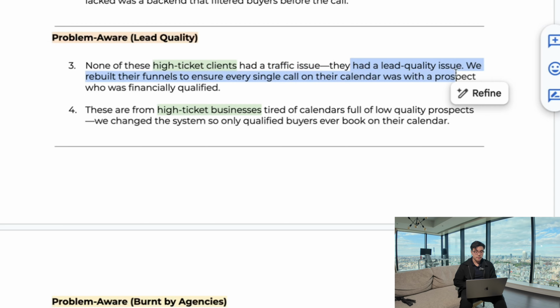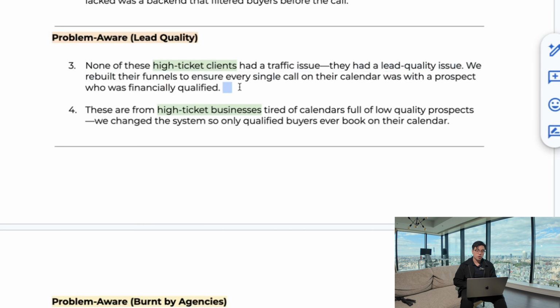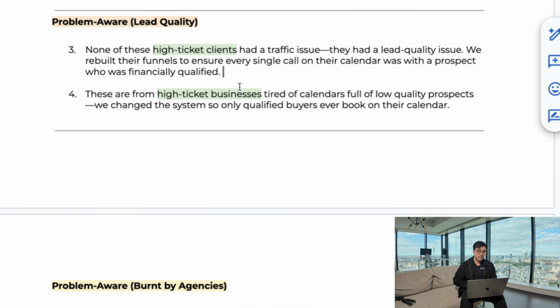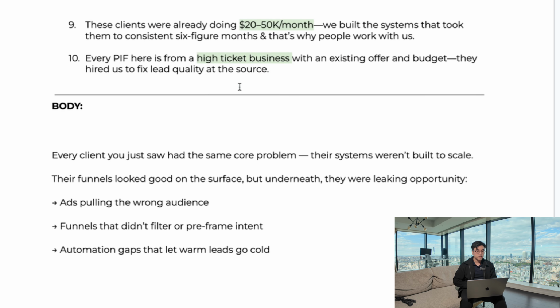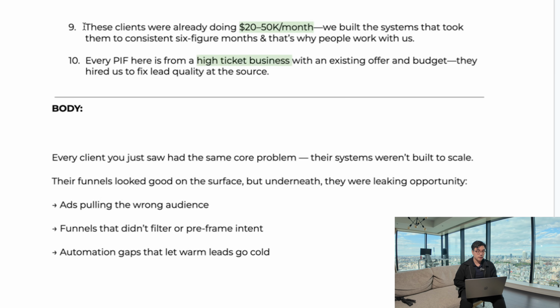Problem, qualification. We rebuilt their funnels to ensure every single call on their calendar was with a prospect who was financially qualified. Okay, so those are three examples. You can go through some of my examples as well. Now, let's go to a direct one as well.